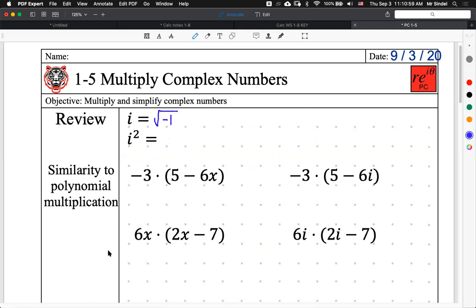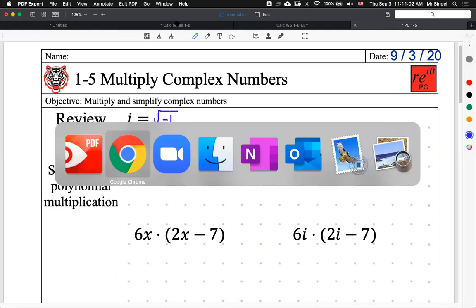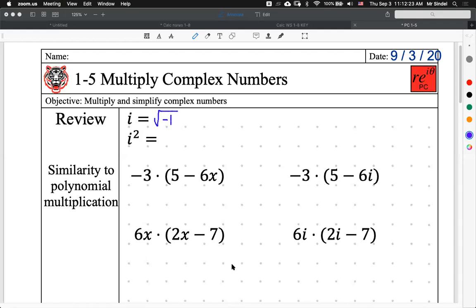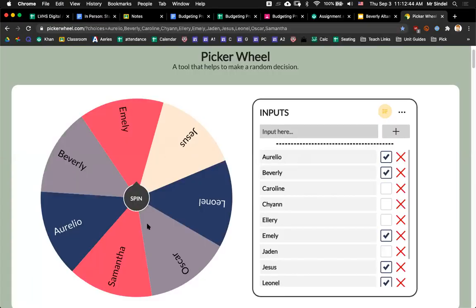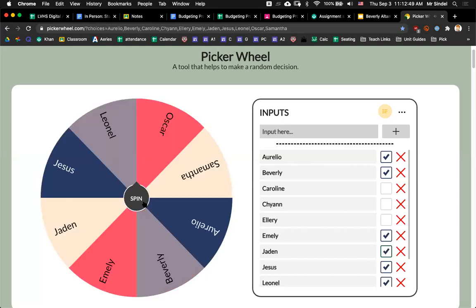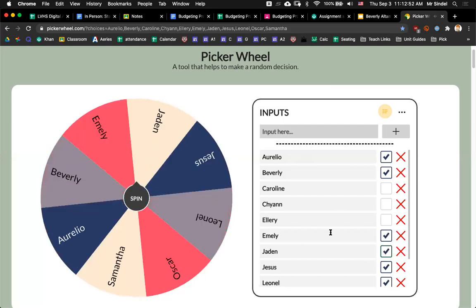Oh, well, that's not gonna work. Maybe I should take attendance here really quickly too. What's going on? Let me pause the recording. Jaden, what is i squared? You have to unmute yourself. Jaden, are you there? Okay, we're gonna try someone else then. I have to re-click Jaden.